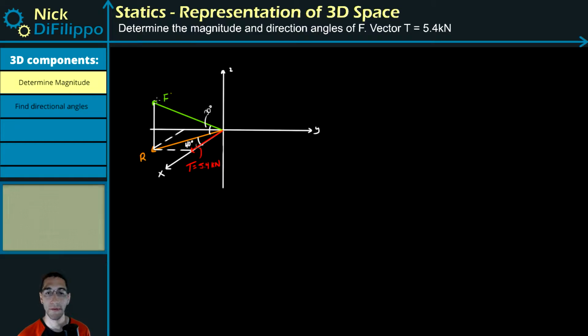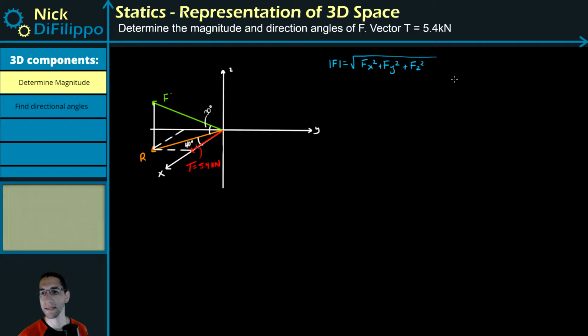The first thing I need is a starting point. To figure out the magnitude, I want to figure out all the components of F: Fx, Fy, and Fz. If I square all those components, add them together, and take the square root, I'm going to have the magnitude. So the magnitude of F is equal to the square root of Fx squared plus Fy squared plus Fz squared.